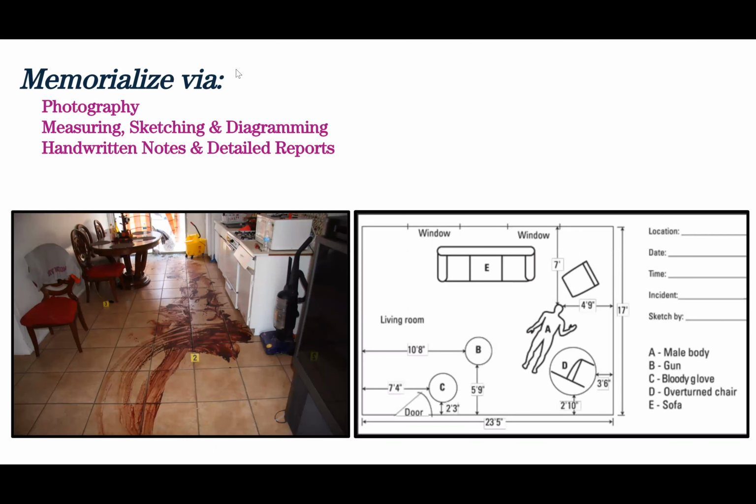The purpose of recording the crime scene is to memorialize the crime scene using photography, accurate and specific measuring, sketching, and diagramming, and also including handwritten notes for details and a final detailed report. Now, the timing of all these actions or activities are all different and it makes each one very important. These images are of a crime scene and an unrelated diagram, so those two don't match up.